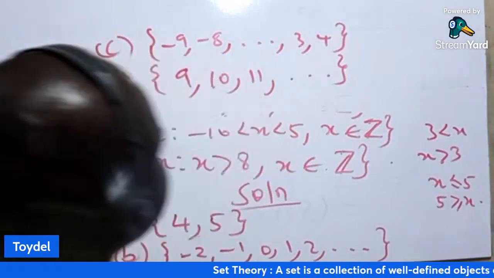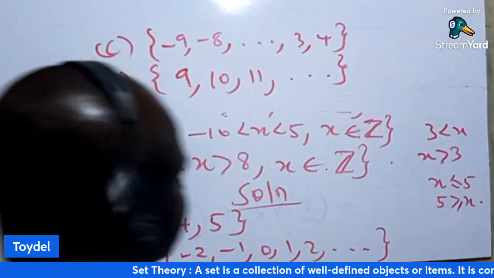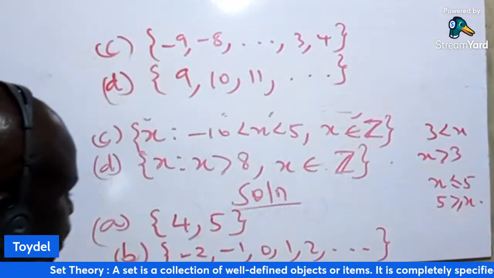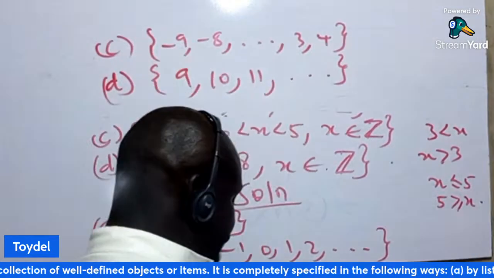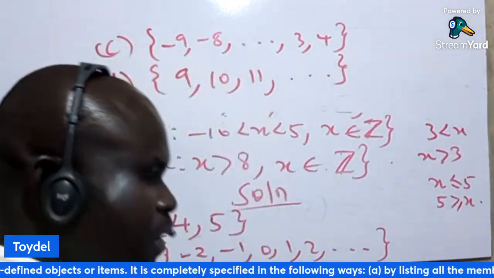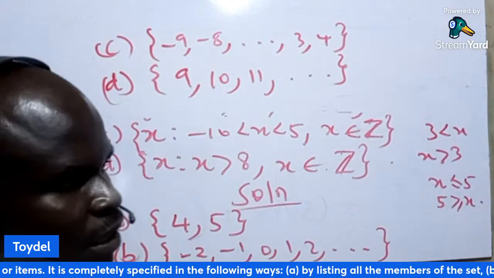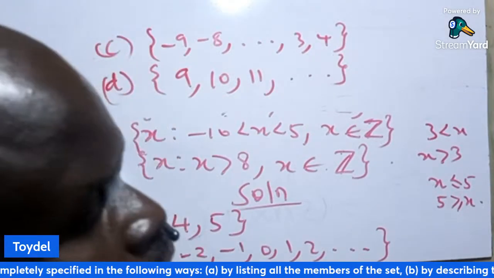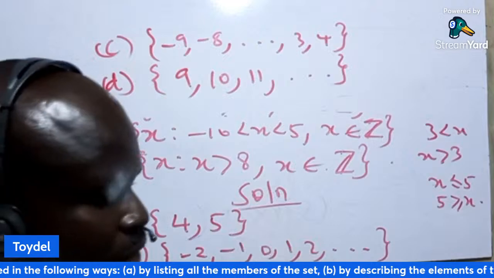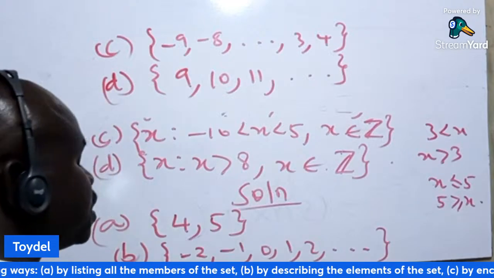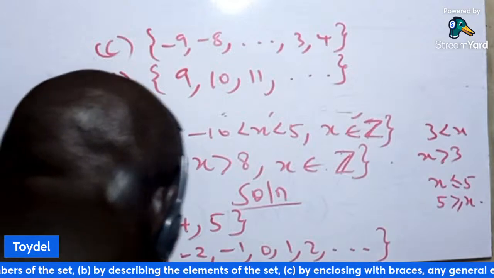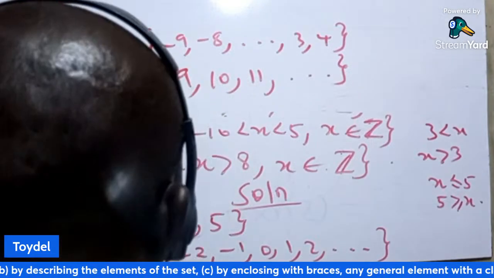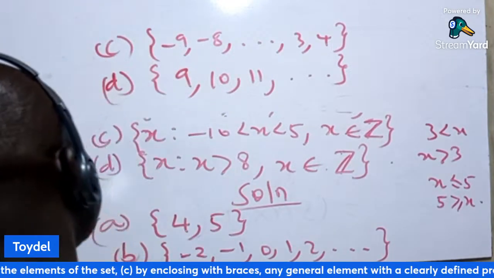So I would love to stop here because of our time. We'll continue from here. I'm going to introduce Venn diagram and problem solving in our next class. That is, how do we represent all this information in form of a diagram? And that is what is called the Venn diagram and problem solving. So by the grace of God, we are going to consider that in our next lecture.